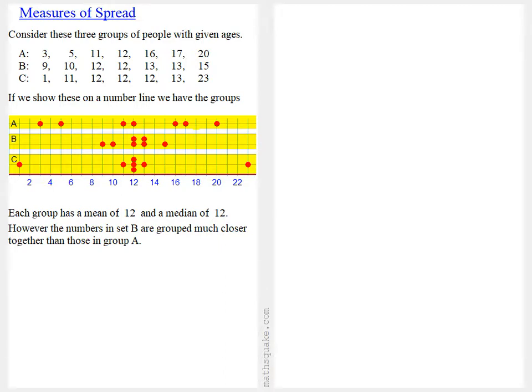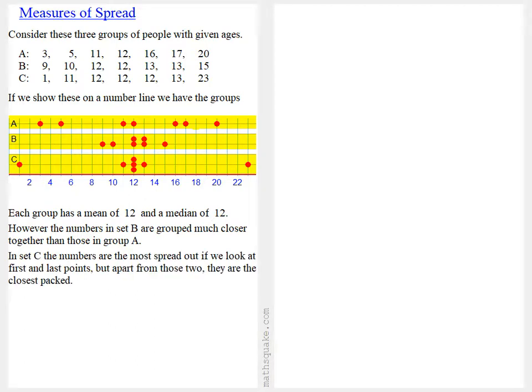We see the numbers in set B are grouped much closer together than those in group A. In set C, the numbers are the most spread out if we look at the first and last points, but other than these, they're the closest packed. So what we need is a method of measuring how spread out the numbers are.